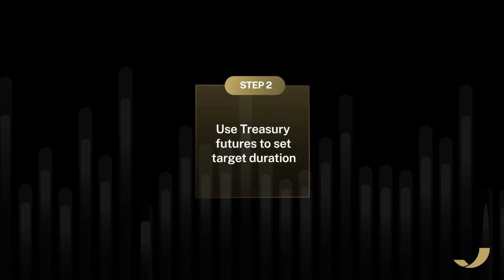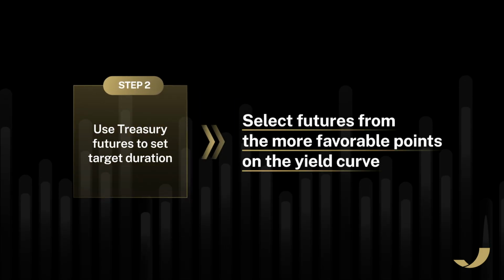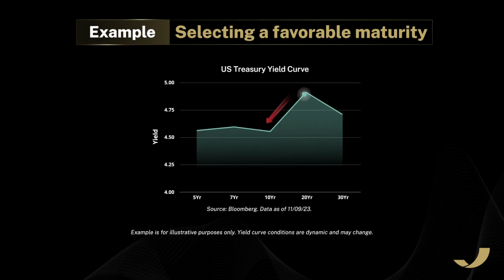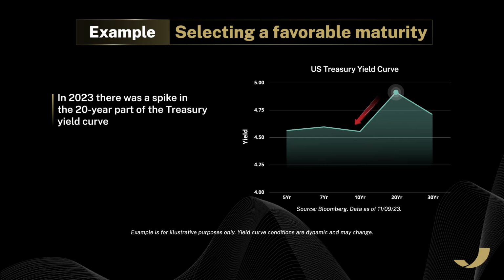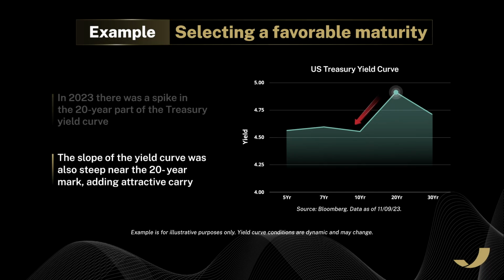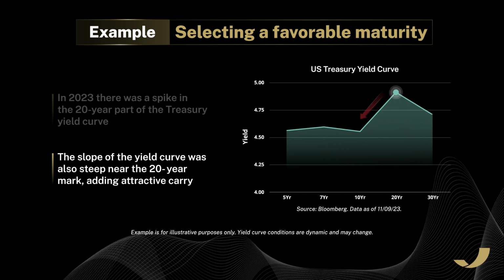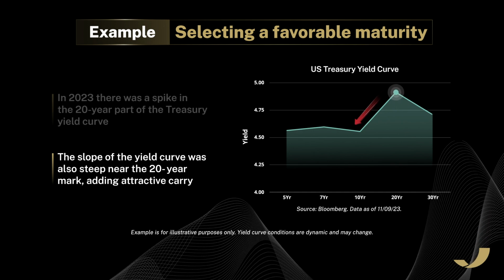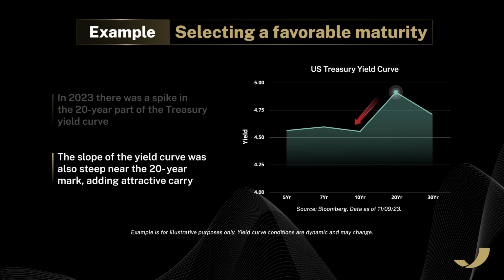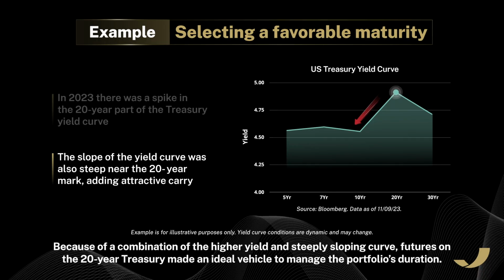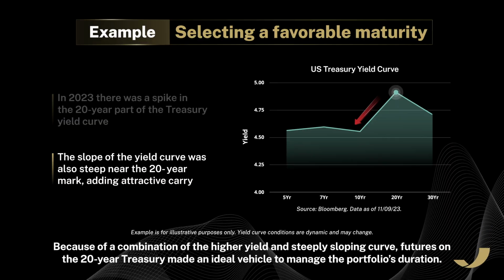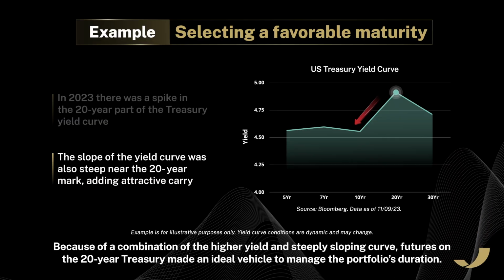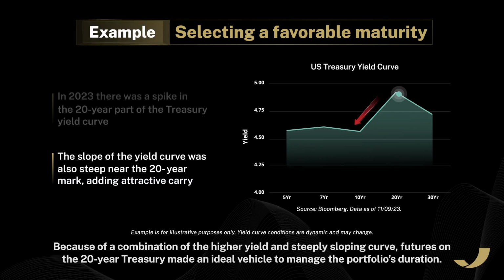The next part of Step 2 is selecting futures from the most favorable points on the Treasury yield curve. Here's an example. In 2023, there was a spike in the 20-year part of the Treasury yield curve. The slope of the yield curve was also steep near the 20-year mark, adding attractive carry. Because of a combination of the higher yield and steeply sloping curve, futures on the 20-year Treasury made an ideal vehicle to manage the portfolio's duration.